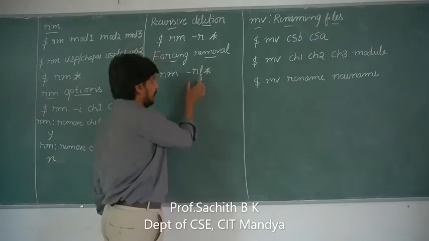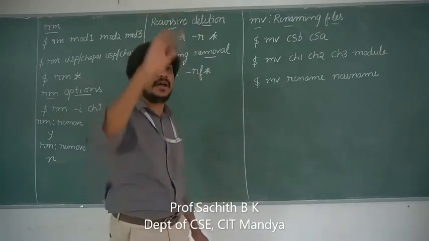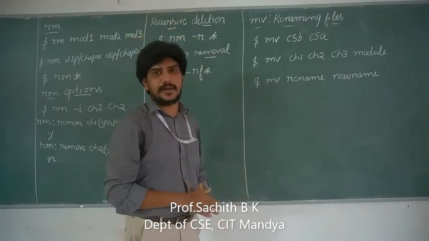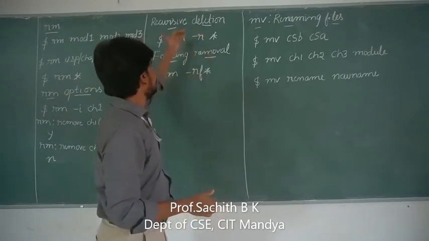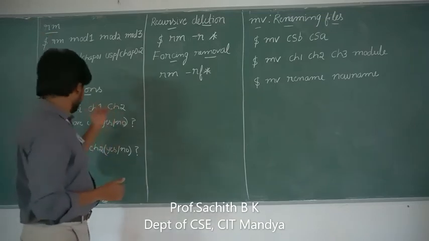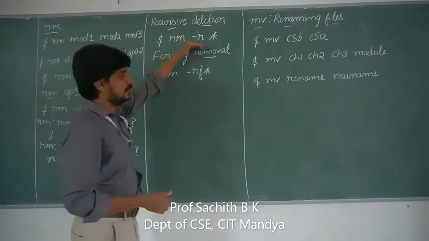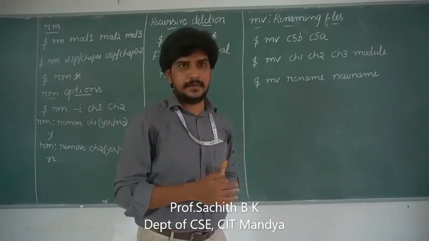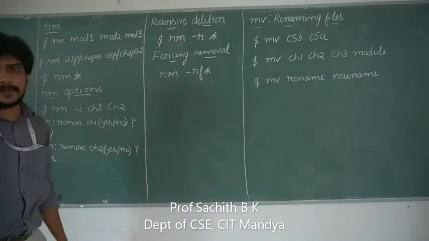So what this -rf star will do, it will recursively delete all the directories and files along with the write protected files also. So these are the three major options available with your rm command. The first option is interactive deletion, the second option is -r, the last option is -f. So these are all the things you need to remember with respect to rm command.